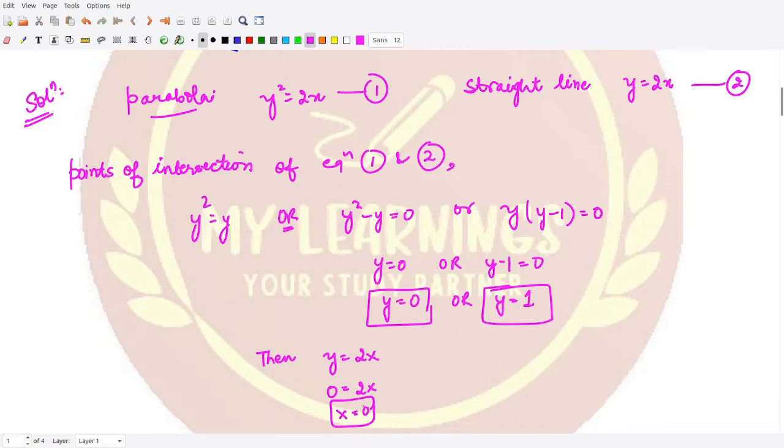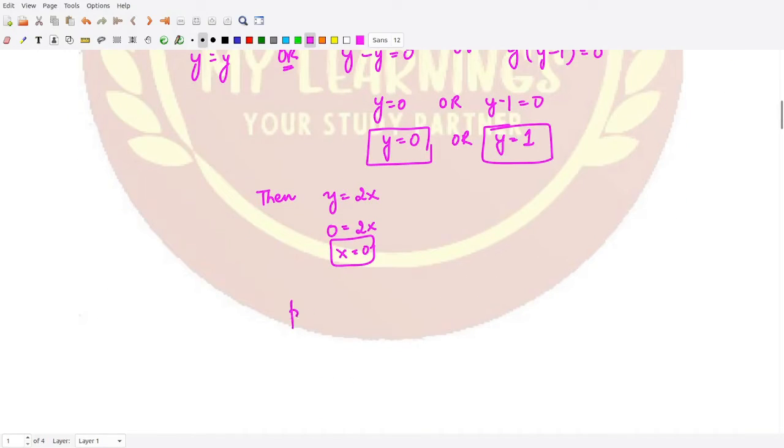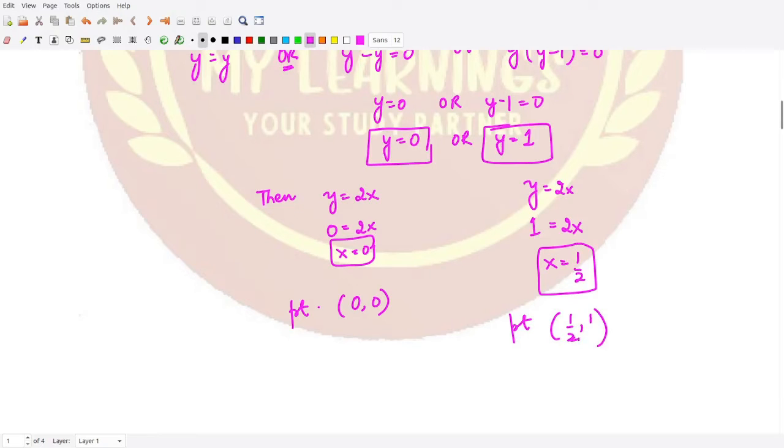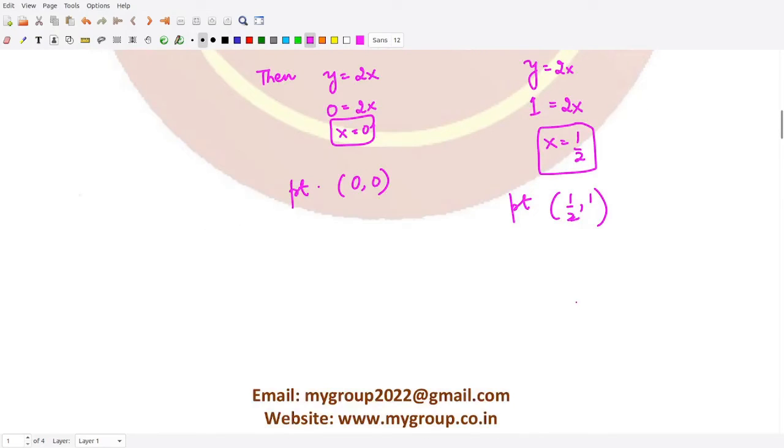So in this case the point of intersection that you obtained is the value of x is 0 and the value of y is also 0. In this case when you have y is equal to 1, you could substitute it in y is equal to 2x. So in place of y we substitute 1, so you have 1 is equal to 2x, so that means x is equal to 1 by 2. So that gives you the value of x as 1 by 2 with the value of y as 1, so that your point becomes 1 by 2 comma 1. So these are the points of intersection.